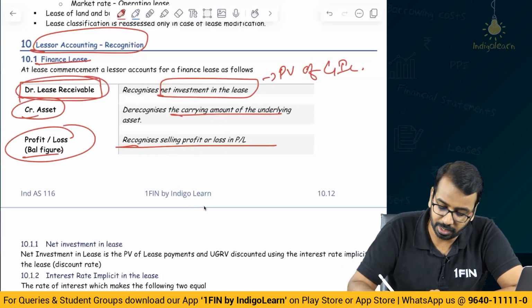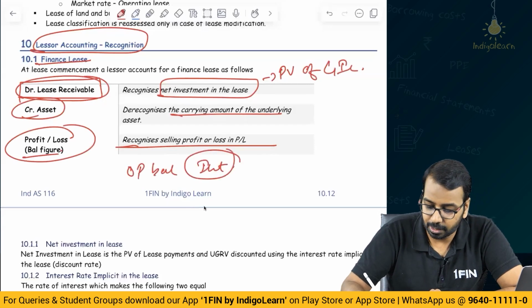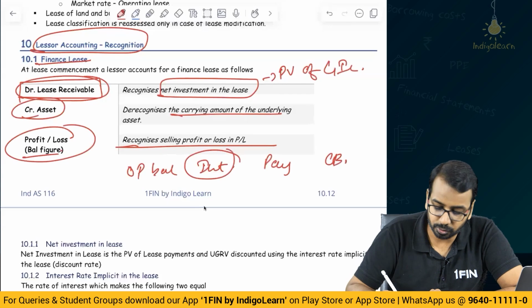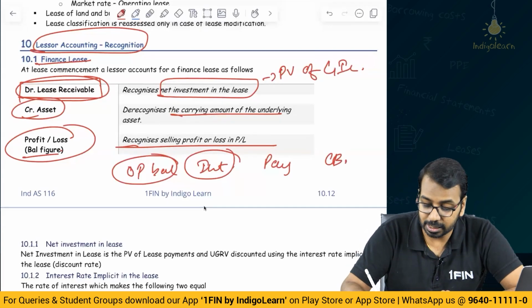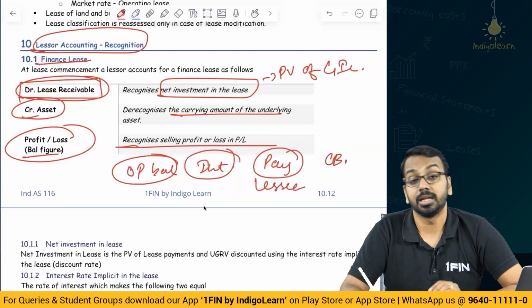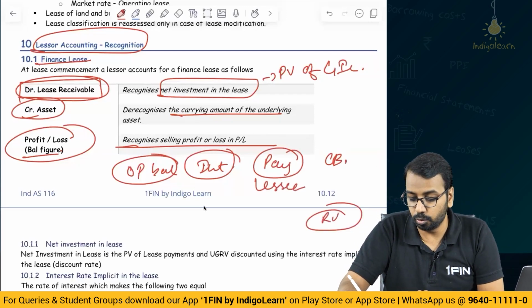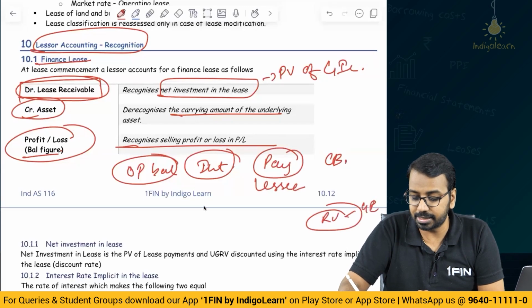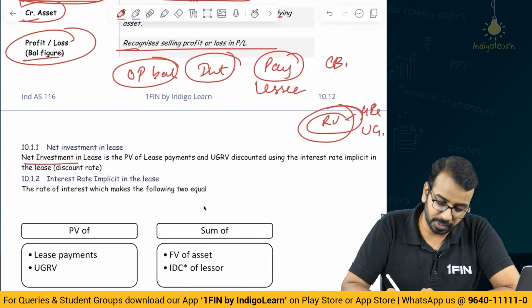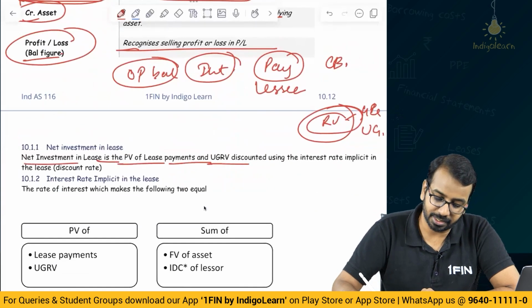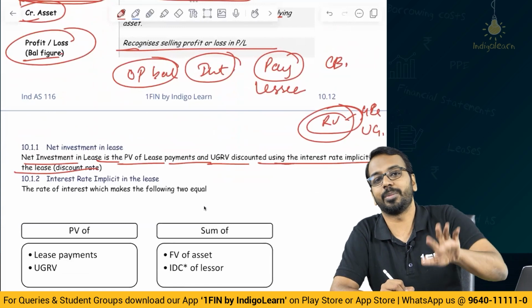Subsequently, on this lease receivable, you will take the opening balance, you will add interest, this will be interest income, less payment received, closing balance. Okay, now this opening balance will include the net investment in lease. This payment you will have only from the lessee. Whatever is left over at the end of the period, that will be your residual value, which may be guaranteed by the lessee, and the unguaranteed residual value, that will be the closing balance. Net investment in lease is the present value of lease payments and unguaranteed residual value discounted using the interest rate implicit in the lease. Here there is no concept of incremental borrowing rate.